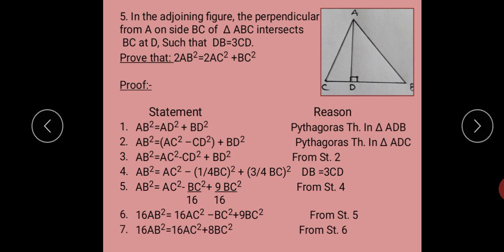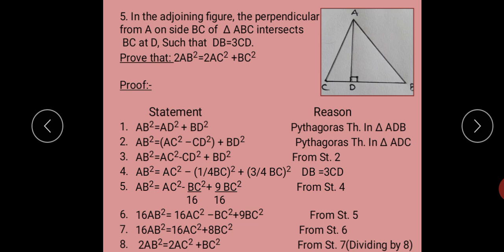16 AB square is equal to 16 AC square minus 1 plus 9 is plus 8 BC square. Divide throughout by 8, we will get the final result. 2AB square is equal to 2AC square plus BC square.